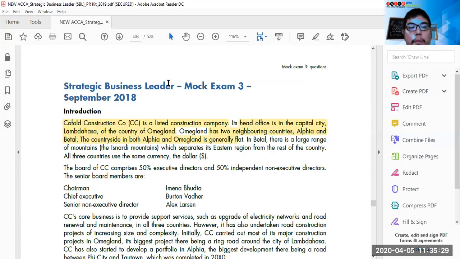Kofol Construction, CC, is a listed construction company. Its head office is in the capital city of Lamdasa, in the country of Omakland. Omakland has two neighboring countries, Alfia and Betal. The countryside in both Alfia and Omakland is generally flat, while Betal has a large range of mountains. All three countries use the same currency, the dollar.